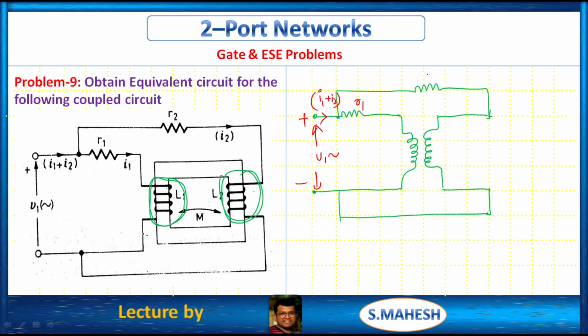This is R1, this is R2, this is L1, this is L2. Between these two, this is C. The sense of winding is starting from here. Therefore, the dot point is like this. Between these two we have M. That's it. This is the electrical equivalent circuit for the given circuit.